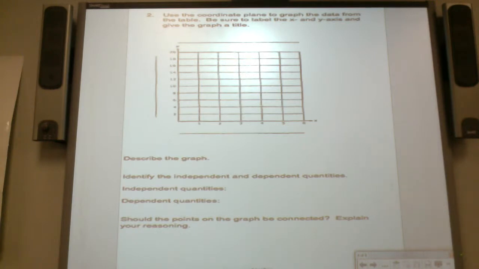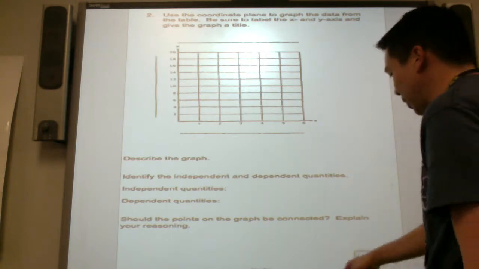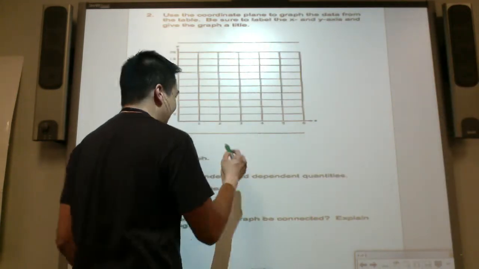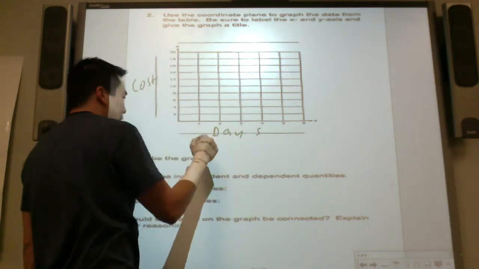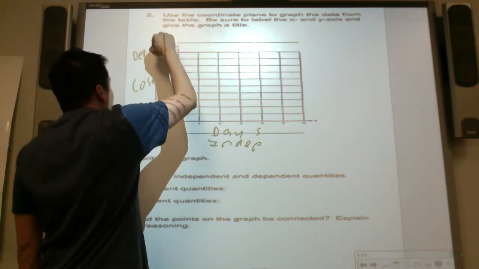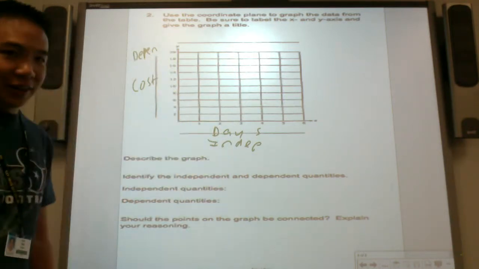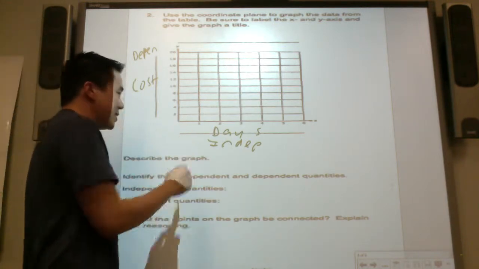Now it's time to graph it. Using the coordinate plane, graph the data from the table, and be sure to label the x and y. So again, the independent is x, that's the days, and the dependent is the cost. You've got to know this for your final and everything. Independent, dependent. So, in 0 days, he spends 0 amount.